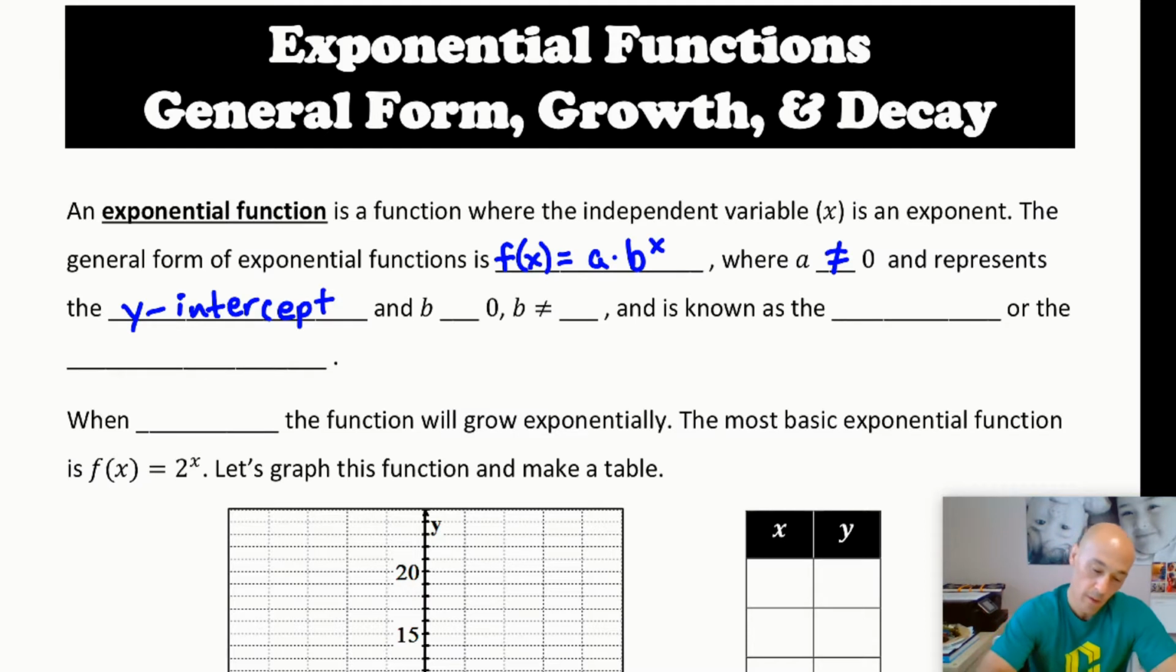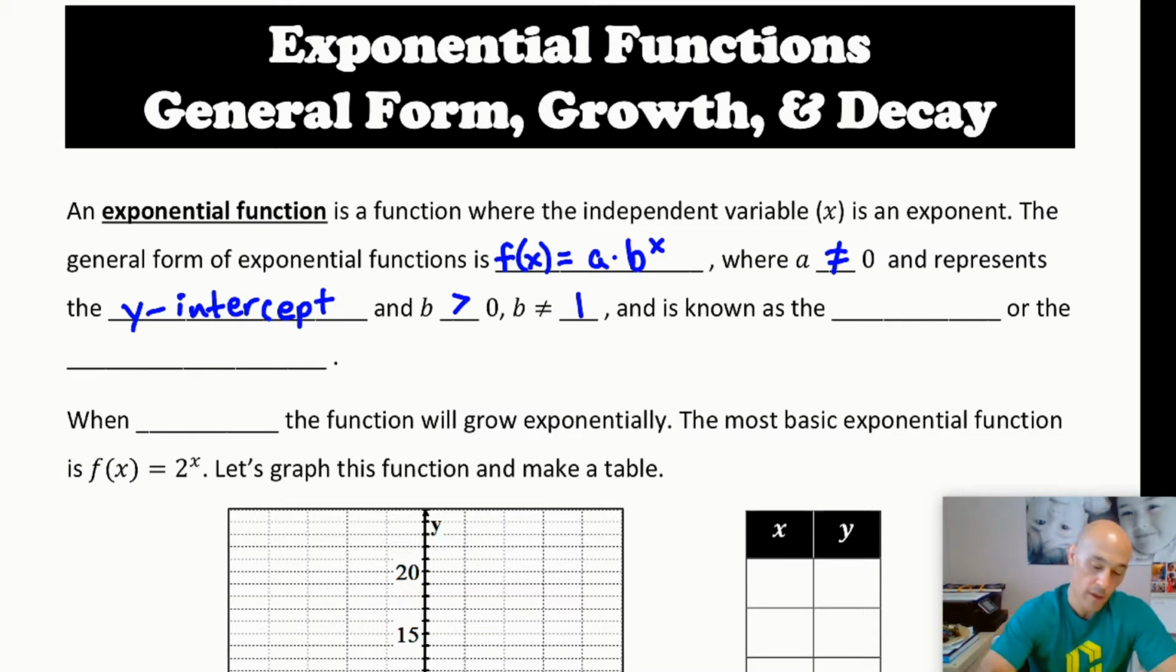Our b value has to be greater than 0, and b cannot equal 1. If b did equal 1, then no matter what we put in for x, 1 to any value is 1. So this would all be 1 times a. And again, we just have a horizontal line, but this time where y is equal to a.